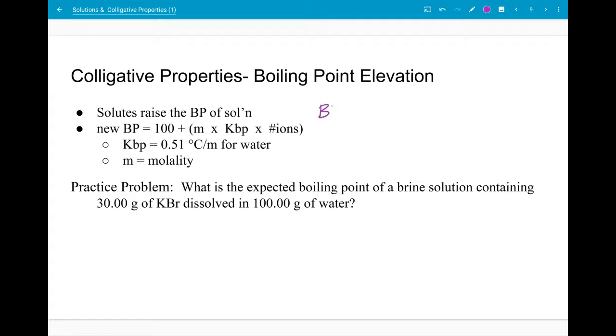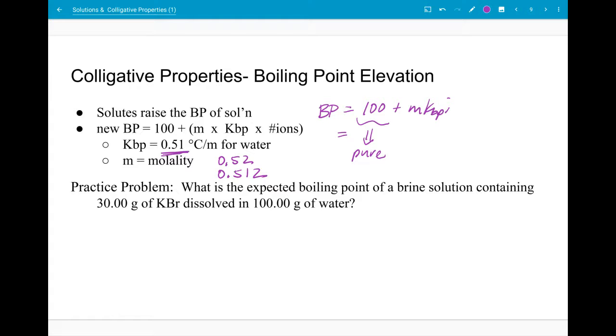So here we have our new boiling point is equal to 100 plus m KBP i. Again, 100 is the pure substance boiling point, so that would be true for water. M is molality, KBP is its own constant, and I is the number of ions. I've also seen the KBP written as 0.52, and I've written it as 0.512 as well. Usually I'll use it as 0.51, but I just want you to have the heads up. Sometimes you see it in a different way.